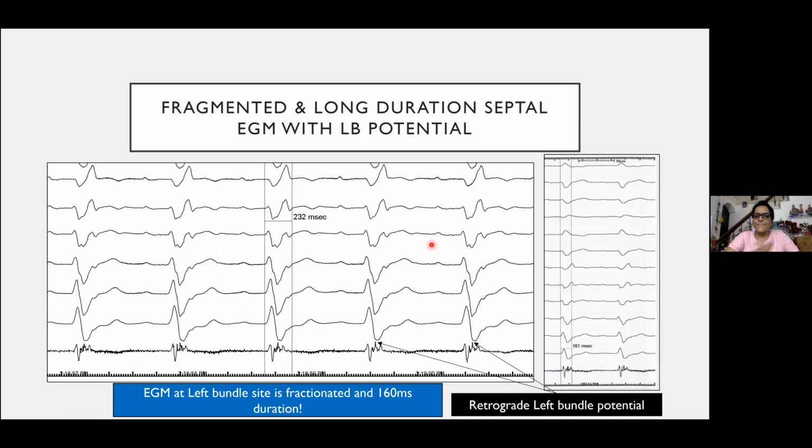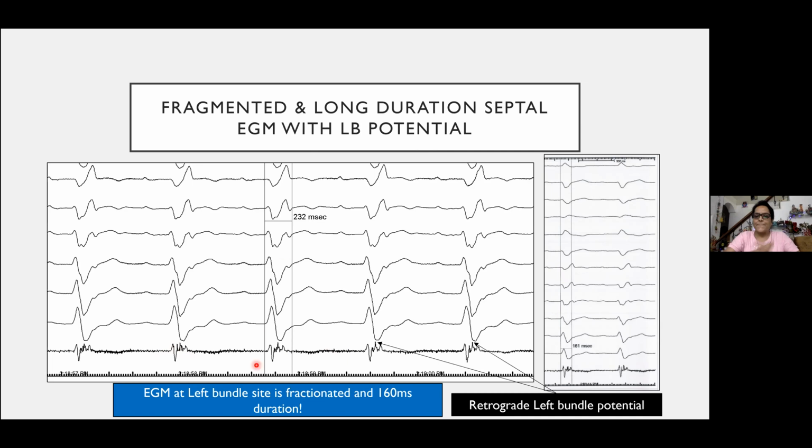So we introduce our lead. Once we introduce the lead, it's not something you normally see when you put the lead inside the septum. This is what we usually see when we are mapping for a VT in a scar. You see the EGM. EGM duration is around 160 to 170 milliseconds, and it's a fragmented EGM.